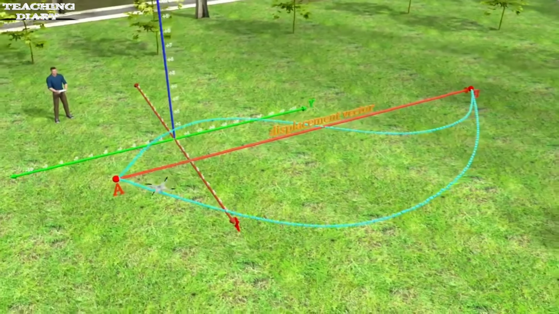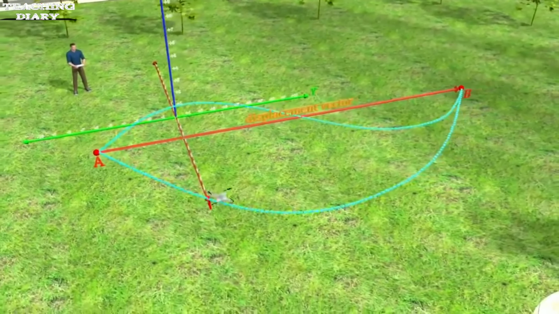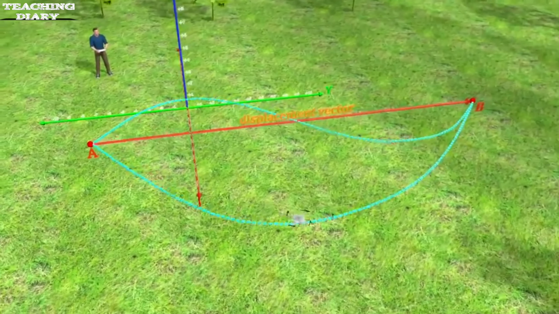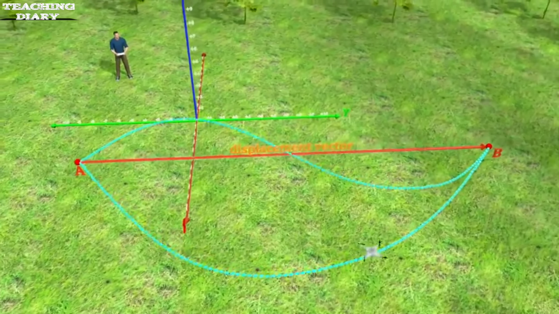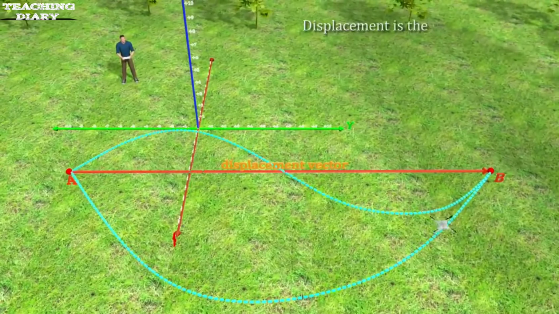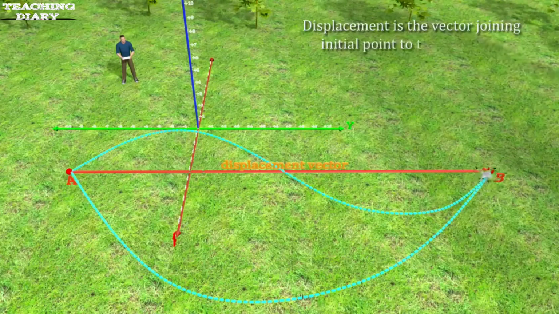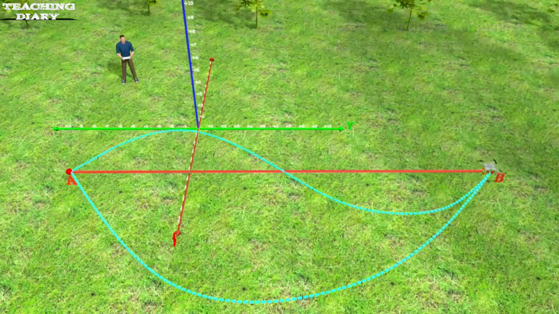Even if the object takes a different path between initial and final positions, the displacement remains the same. Displacement is the vector joining the initial point to the end point.